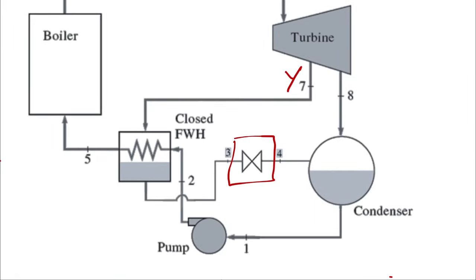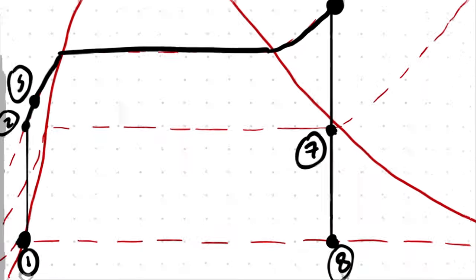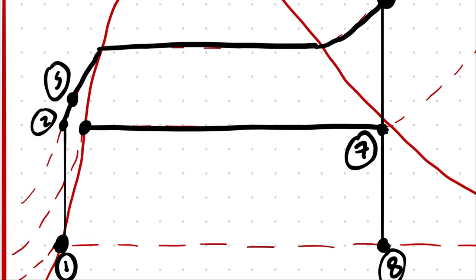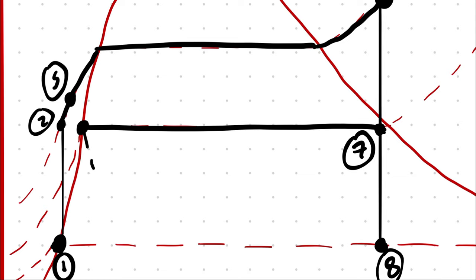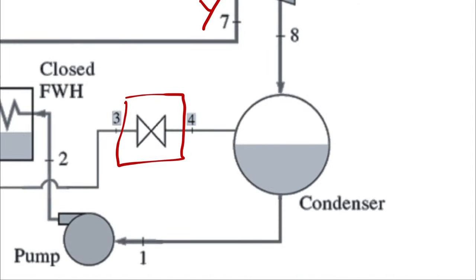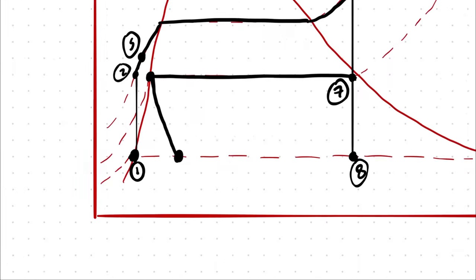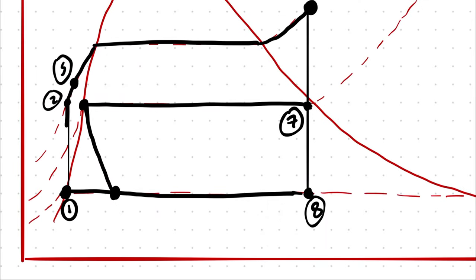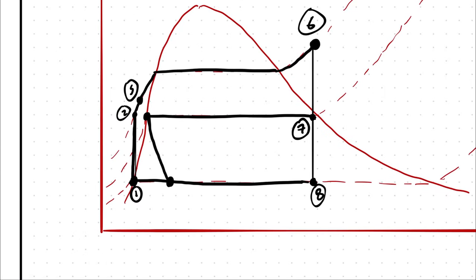And then 7 gives up some of its heat, going to 3, which is a saturated liquid. And then we have a line of constant enthalpy from 3 to 4. Remember, those look like this. So, encountering the low pressure line. And then that is meeting the process from 8 to 1. So we end up with a process line like this. And that's our diagram.